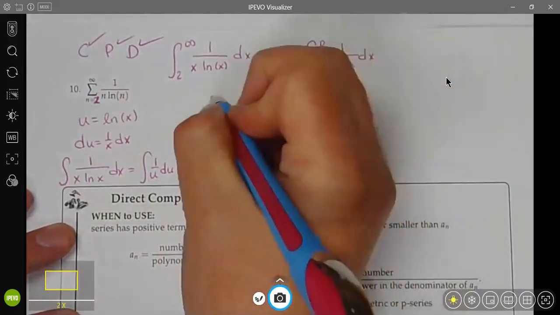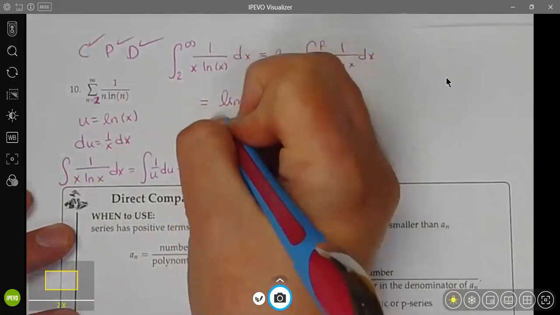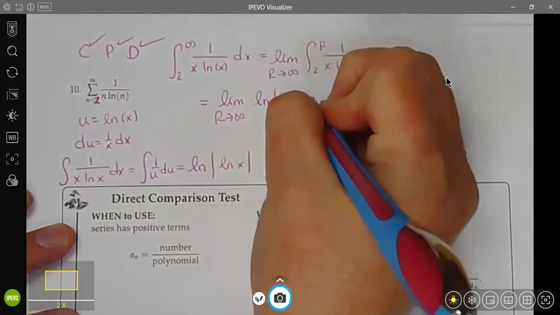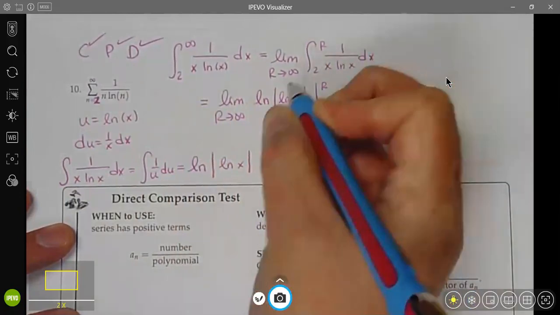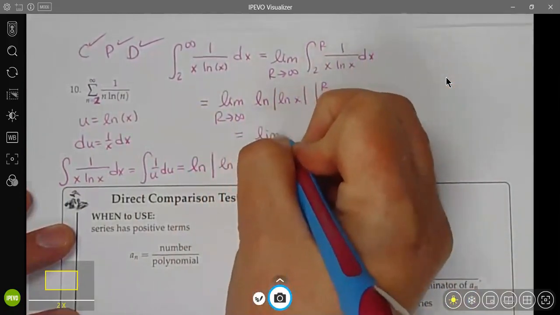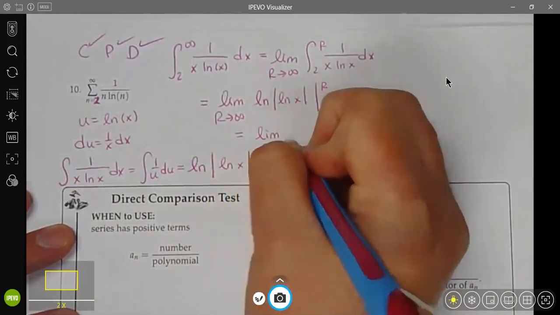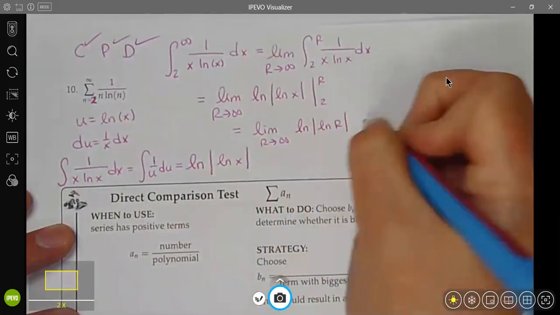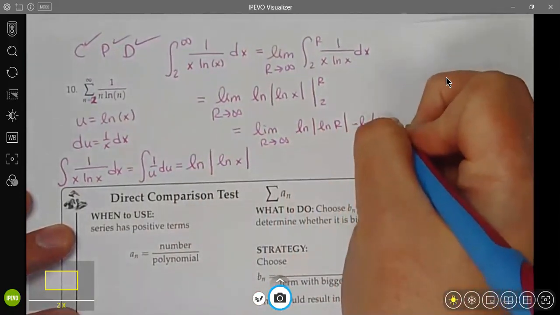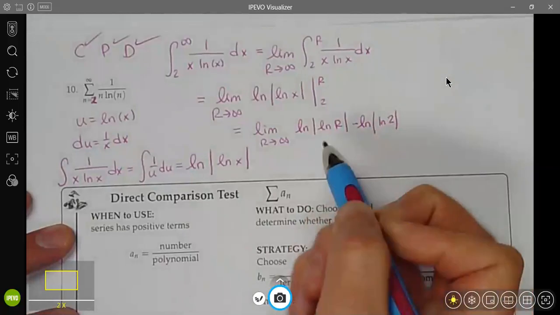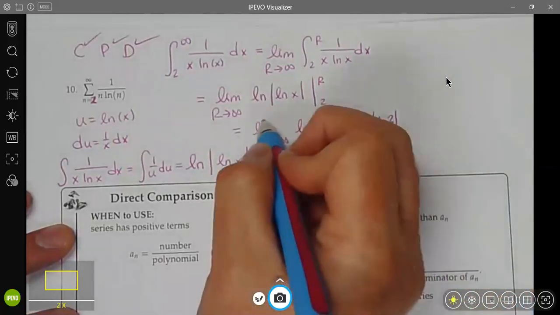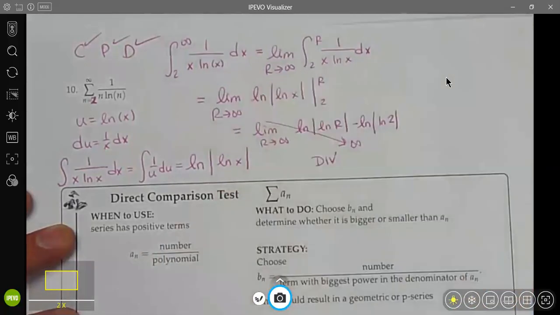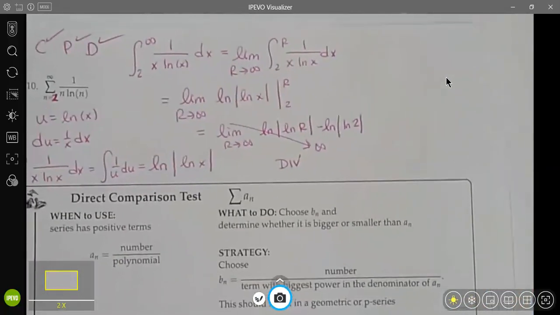So I have my antiderivative. So this limit now is going to be equal to the limit as r goes to infinity of ln of x from 2 to r, which is equal to the limit as r goes to infinity of ln of r minus ln of 2. ln of r is going to infinity slowly, but it is definitely going to infinity, so this integral diverges. And now all that's left is my write-up.